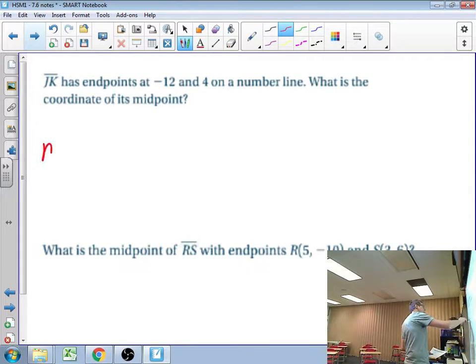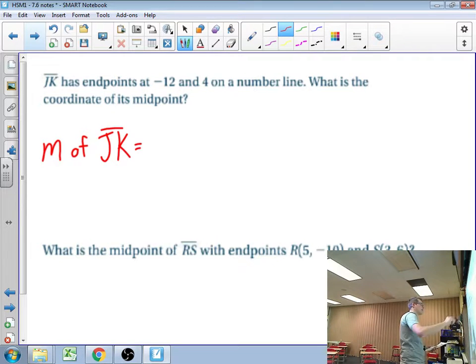So our midpoint formula, so we're going to say midpoint of JK here.